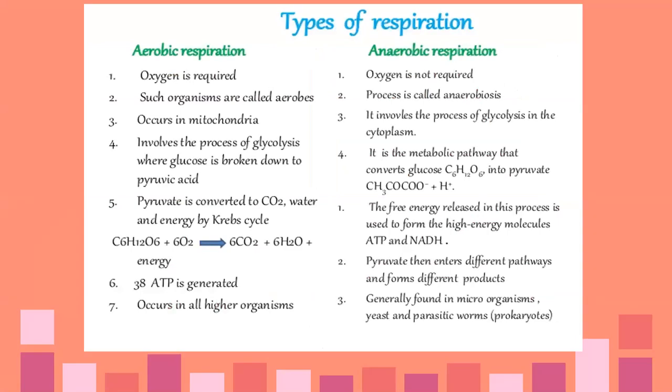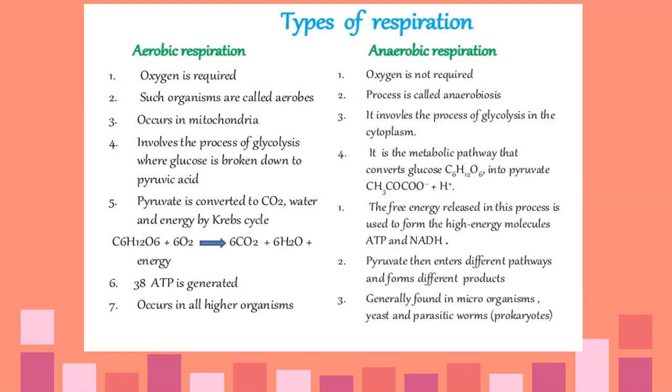So, there are two basic types of respiration: aerobic respiration and anaerobic respiration. First, we'll discuss aerobic respiration, where oxygen is required. Such organisms are called aerobes. It occurs in the mitochondria of the cell.